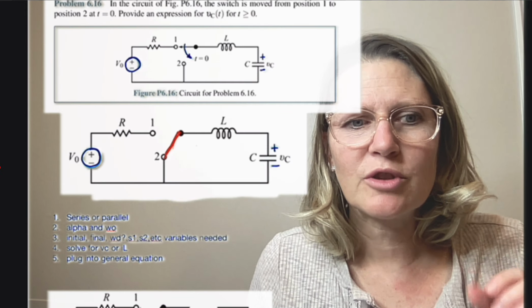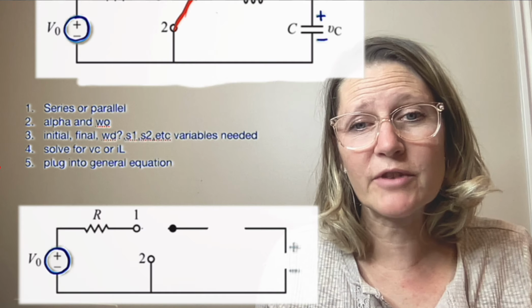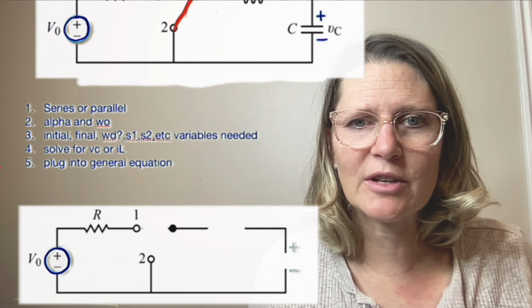So here is a summary of steps. First, determine is it series or parallel, then determine alpha and omega naught. From there, compare the two to determine how it's transitioning between initial and final value, whichever direction it's going, and that will be overdamped, underdamped, or critically damped. And then from there, you're going to look at the general form solution and look at the variables that it needs in it. The initial values, final values, if you need the damping frequency, S1, S2 as far as the roots, any other variables you need, you'll need to find for that. And then that will give you the solution for either VC if you're in series, IL if you're in parallel. And then you're going to plug in those values into those VC or IL equations.